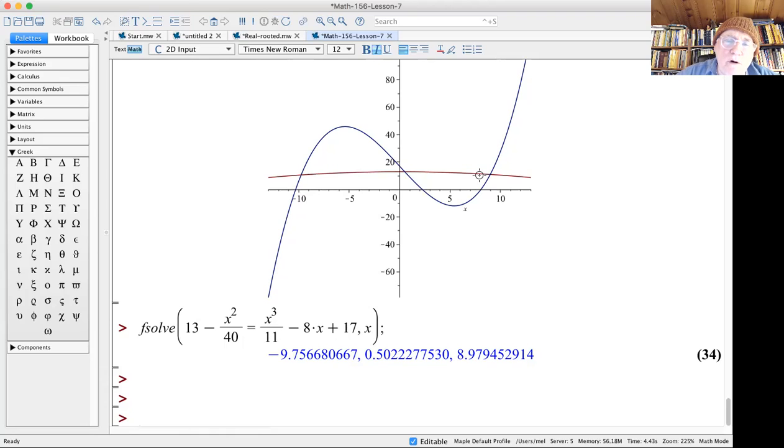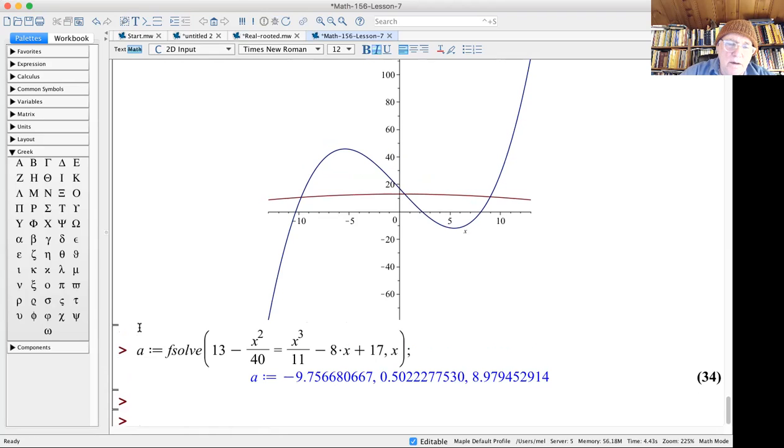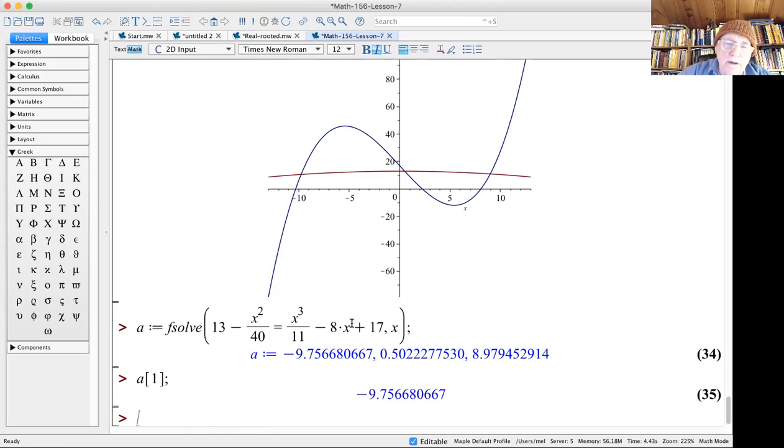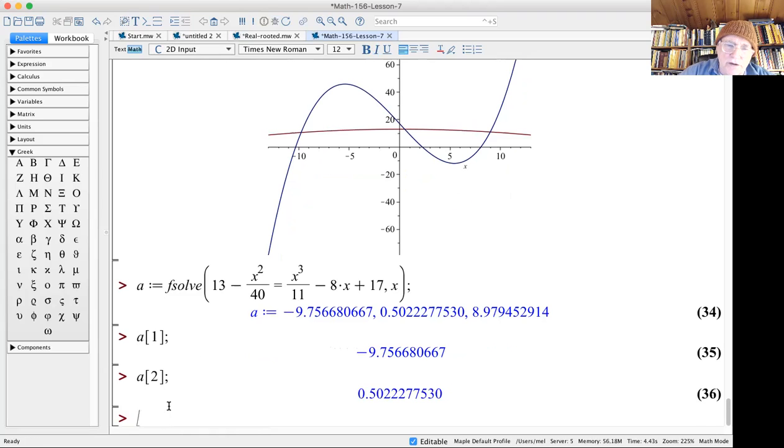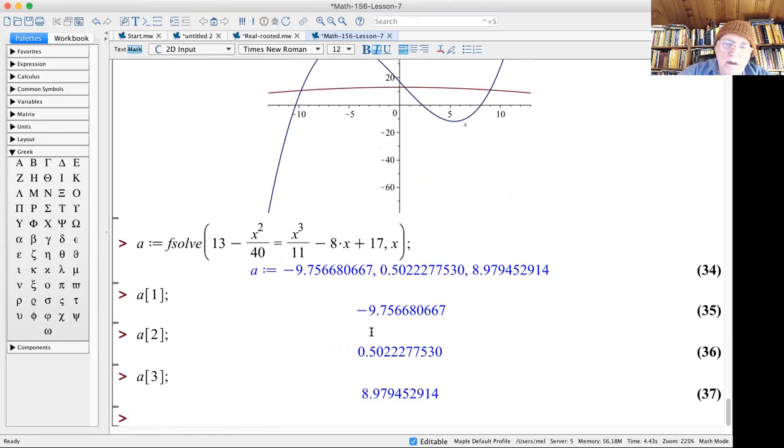What are the y coordinates for these points? So let me just call these points A. So A1 is minus 9.75. A2, these are just in the order in which they're written down. A2 is this. A3 is this. Let's say we call the y coordinates B.